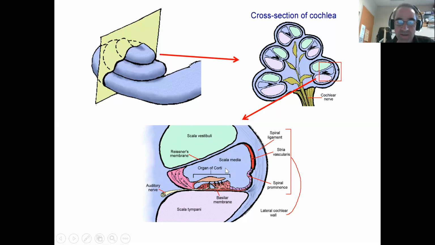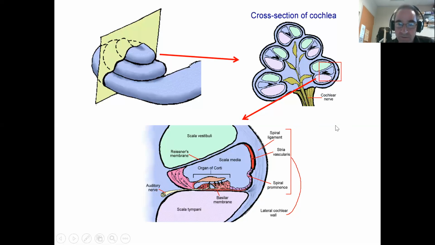So inside scala media is a complicated structure called the organ of Corti, named after the anatomist who first described it. It's sitting on top of the basilar membrane, and it's here that we have the various cells, which we'll see are called hair cells, that react to vibration and convert that vibration to an electrical signal and then a neural signal. And then here is, it shouldn't really be called the auditory nerve, because the nerve is the bundle of all of these nerve fibers, but this is one nerve fiber that's heading out from here into the middle of the cochlea. And we'll see if there are names for all of these parts.